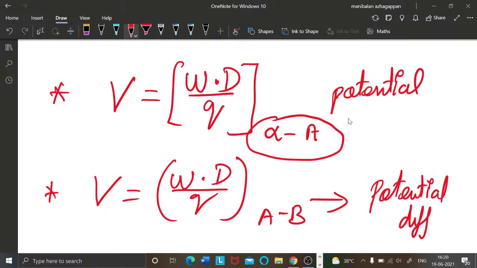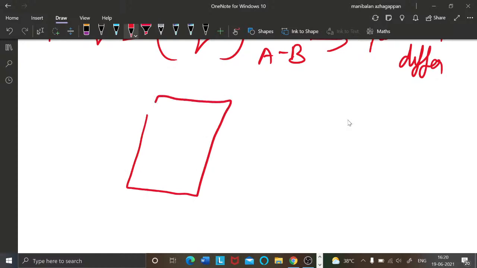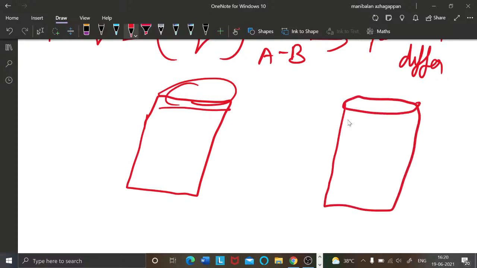The difference between the two terminals is also called potential difference. I'll give an example of what's going to happen. We have a big container filled with water. Here I have another container, and in between I connected a tap. A is fully filled, B is empty.